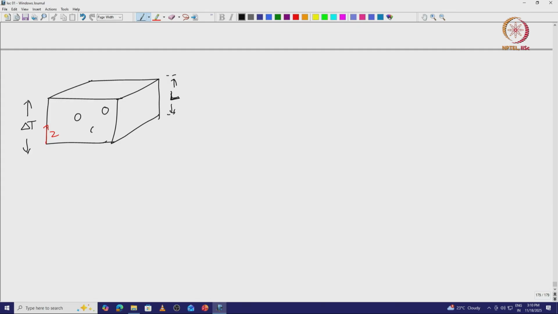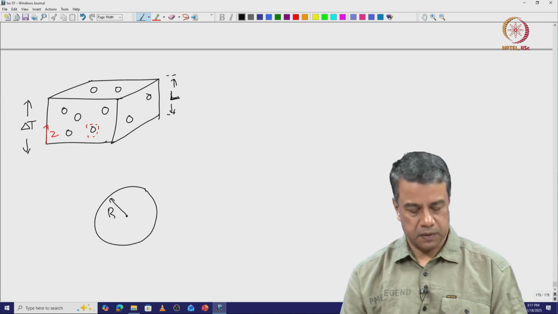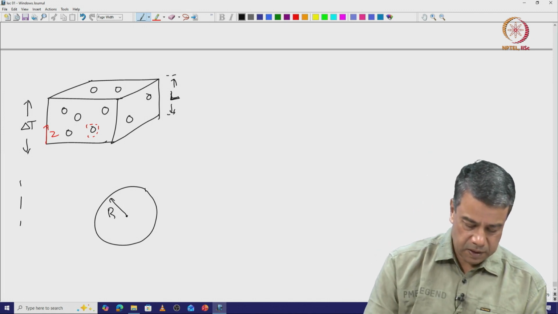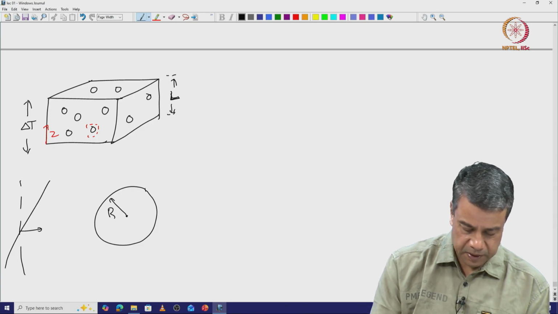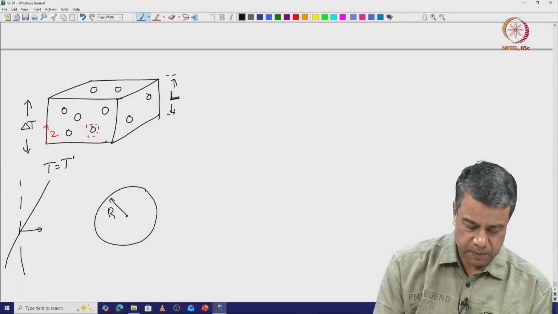You had particles in a matrix. The particle had radius r. The temperature field far from the particle was a linear temperature field. T is equal to T prime times Z.